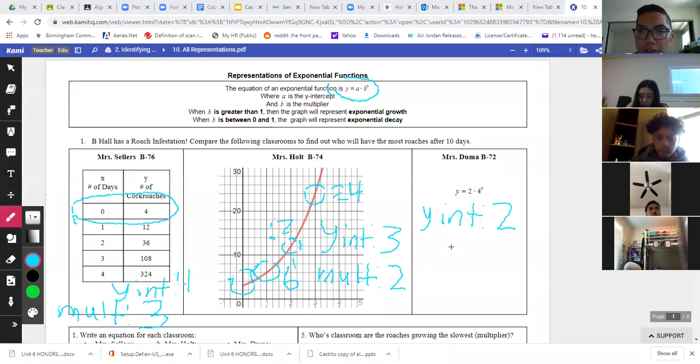And then here, when you have the equation, the one that's always attached to the x is the multiplier. So the multiplier here is 4.